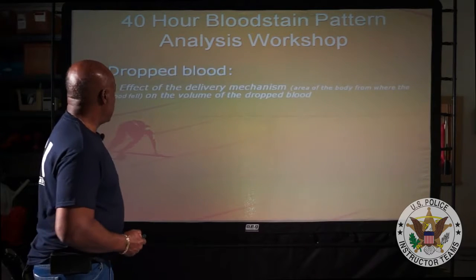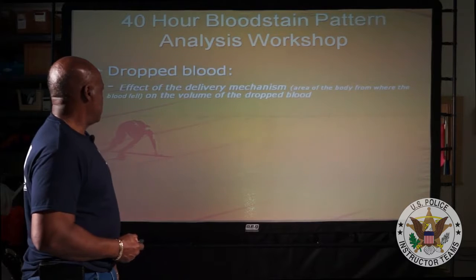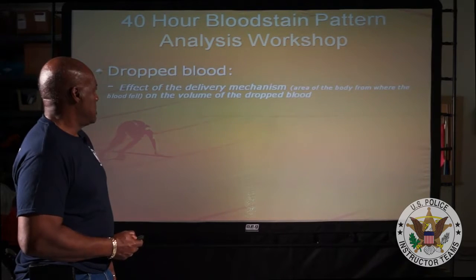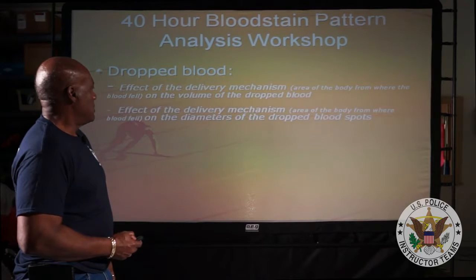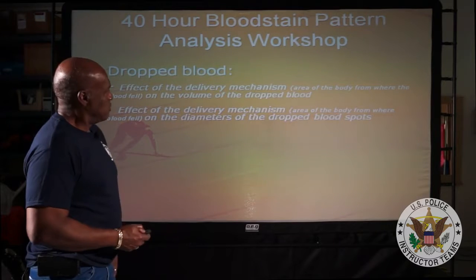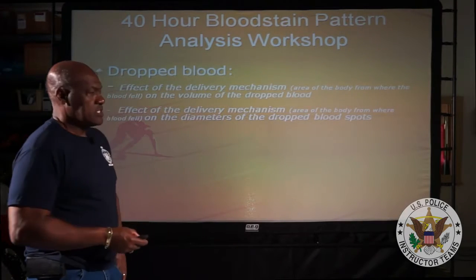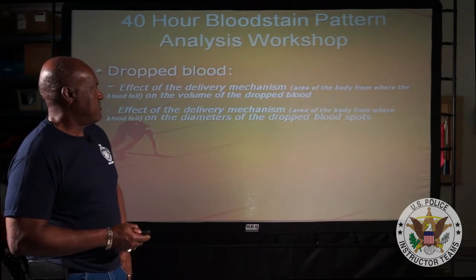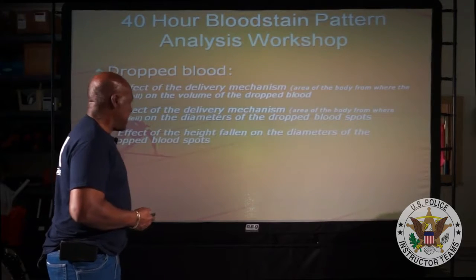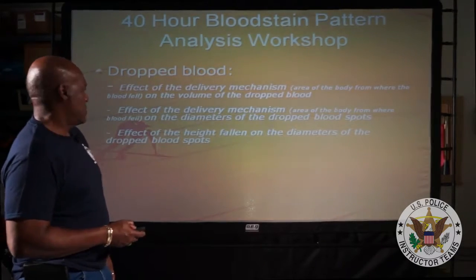Okay, to get into drop blood: effect of delivery mechanism, the area of the body from where the blood fell. We're going to set that up in terms of some experiments to determine the effect of the delivery mechanism and the volume. The delivery mechanism, that is the area from which the blood fell, on the diameter. So we're going to compare the blood with the diameter formed from each blood spot. And then the effect of the height fallen on the diameter of the blood stain. So as the height increases, so does the diameter.